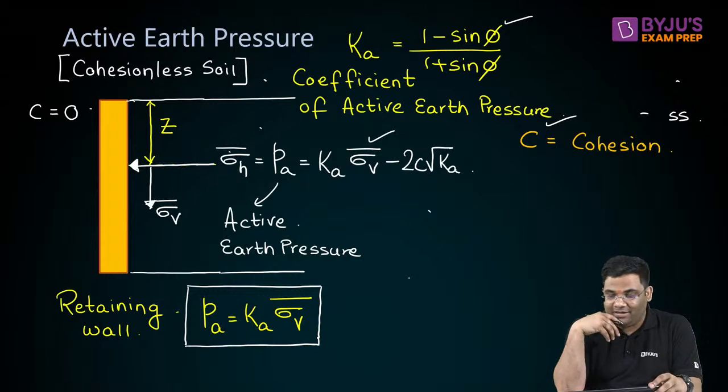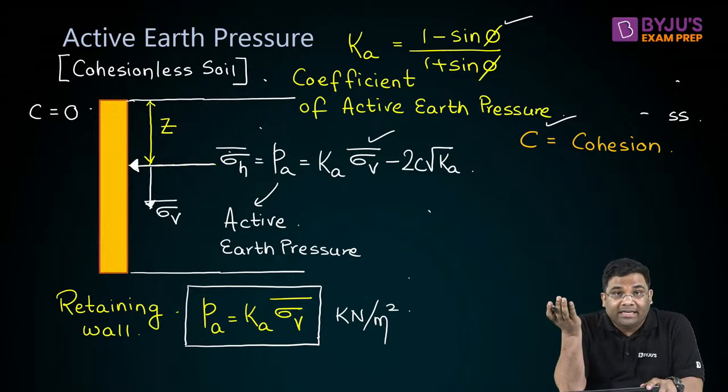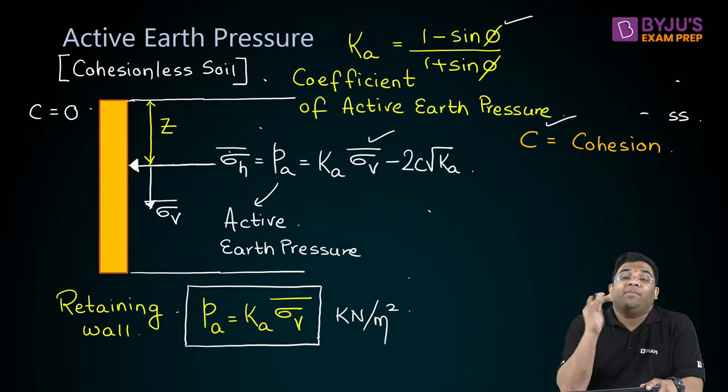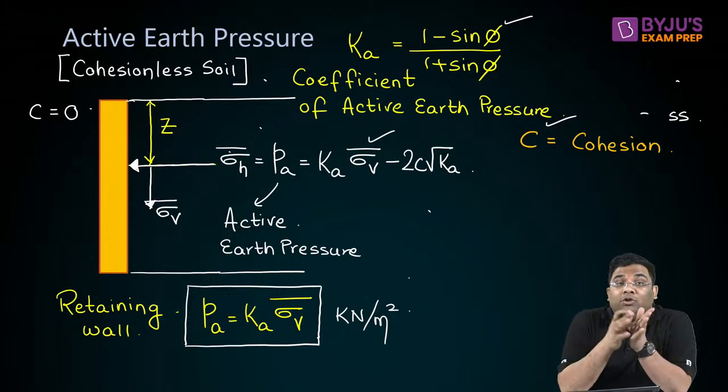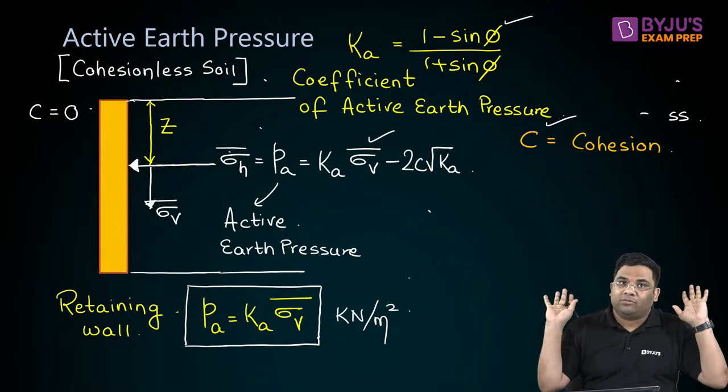Very easy, right? Now you can see the unit will be kilonewton per meter square, because Ka will have no unit and stress has the unit of kilonewton per meter square. So the vertical stress is kilonewton per meter square. So horizontal stress, or I can say active earth pressure, will also be in kilonewton per meter square.